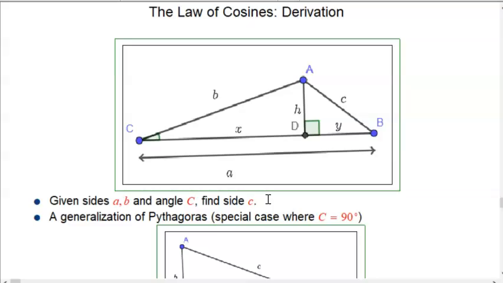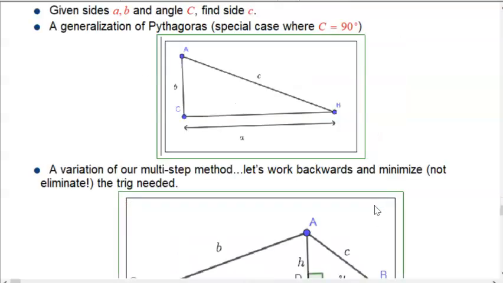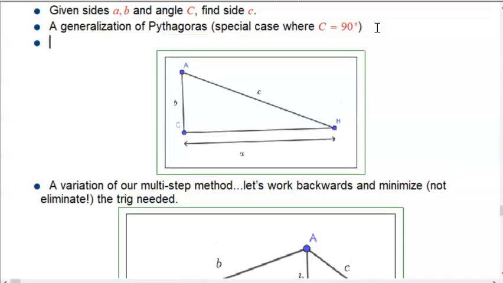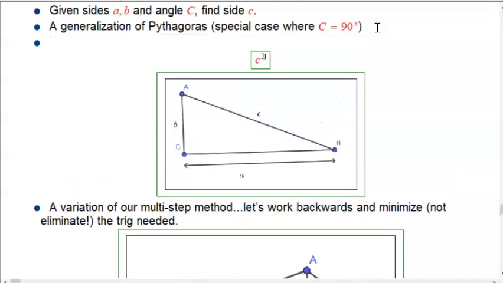One thing I want to say about what we're going to expect here is that it's really a generalization of Pythagoras. Suppose that angle C was actually a right angle. Then I don't have to drop an altitude, it's already a right angle, and we know we should get a squared plus b squared equals c squared. So let's remind ourselves, because it's going to look pretty similar. It's going to say c squared is a squared plus b squared in that very special case. Okay, that's good to keep in mind.